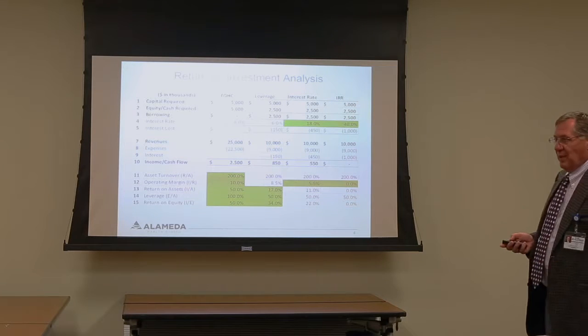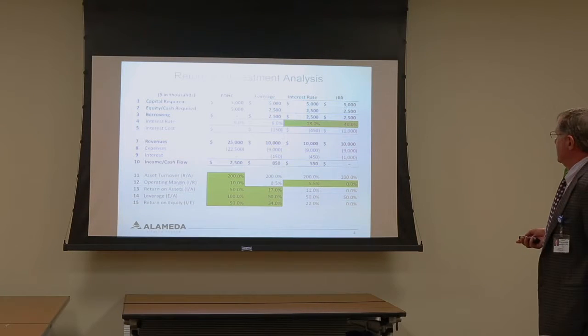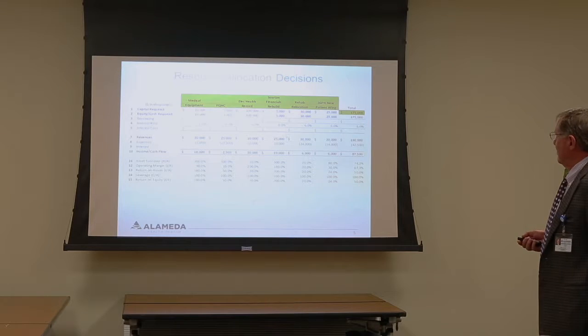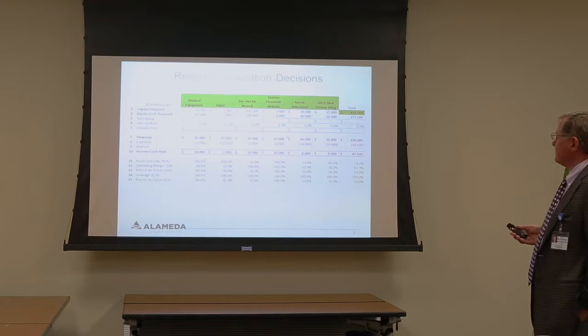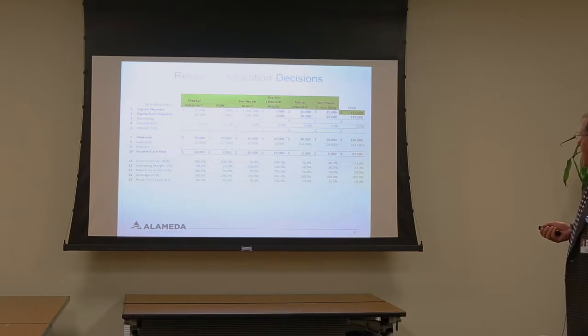Now let's get a little bit more complex. Let's look at multiple projects, so these are individual projects. We have medical equipment. We could borrow medical equipment for $10 million. Here's that FQ8C. In this case, I've got the calculation correct.